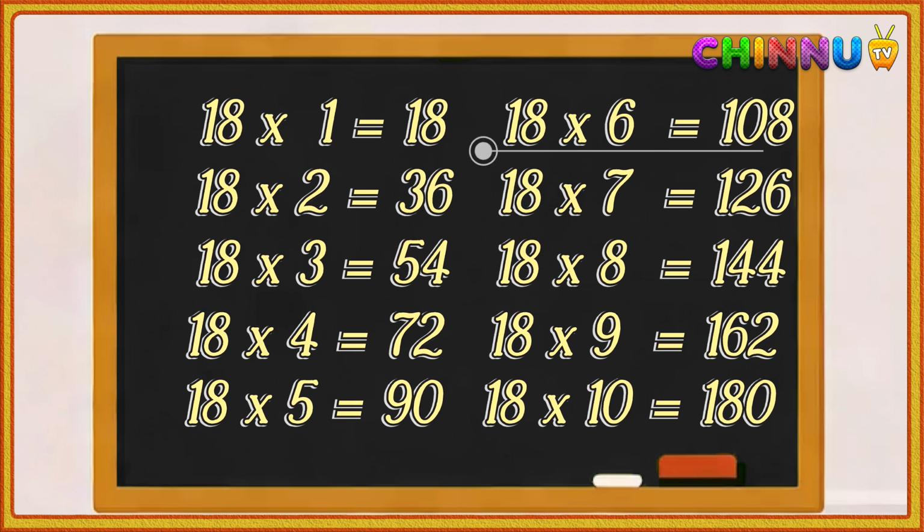18 sixes are 108. 18 sevens are 126. 18 eights are 144. 18 nines are 162. 18 tens are 180.